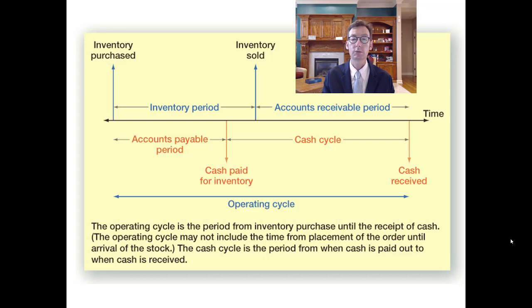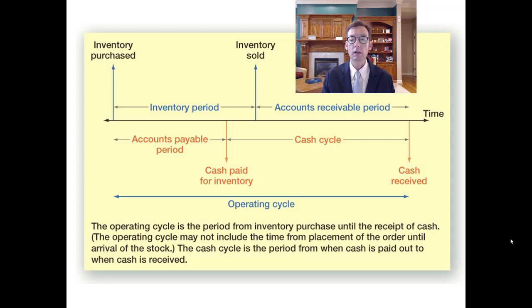Now, the accounts receivable period goes by a couple of names. We could talk about days sales in receivables or the average collection period. These are all the same thing. And if I add together the inventory period and the accounts receivable period, that gives me my operating cycle.